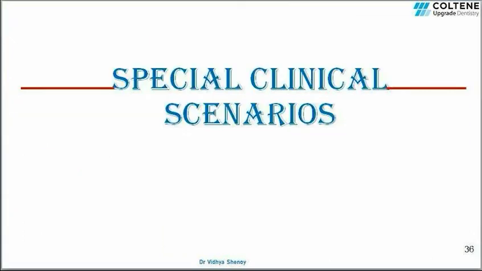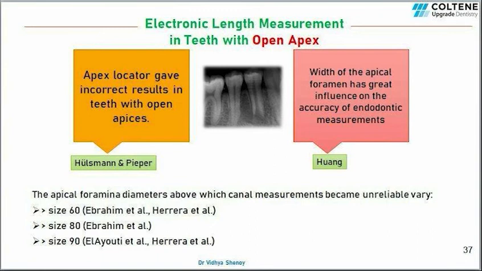We will now discuss the use of Apex Locators in some special clinical scenarios. Measurement of working length using Apex Locator in teeth with open apex. Halsman from his study concluded that Apex Locators gave incorrect results in teeth with open apex. In another study, it was found that width of apical foramen influenced the accuracy of endodontic measurements. So many authors evaluated this.